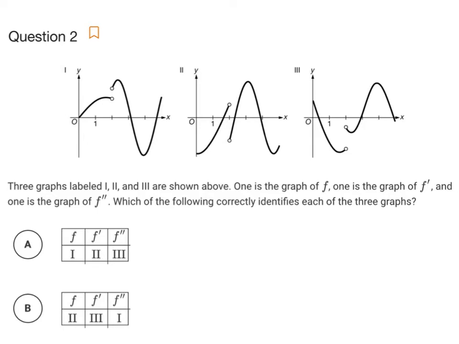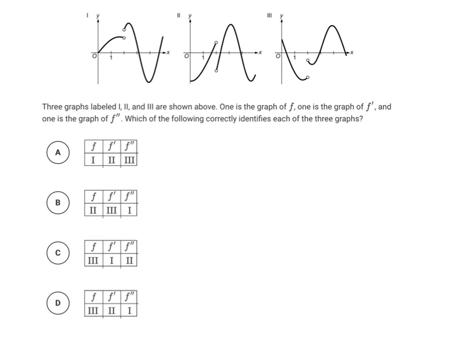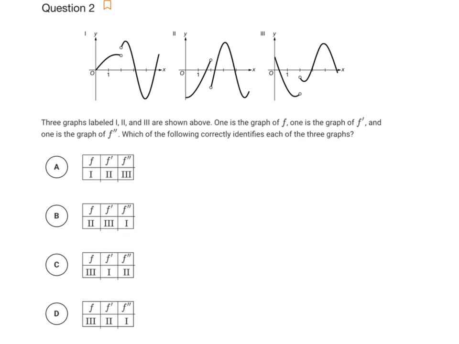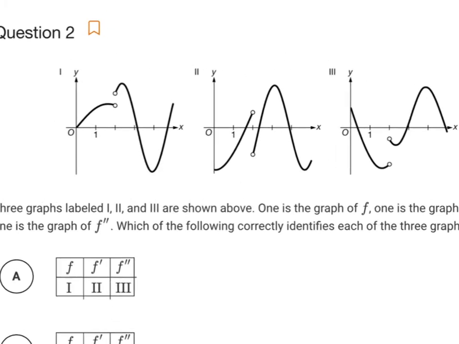All right, and then let's look at the answer choices to help us. Oh, so it's got to be D. D is the only one where 2 is the derivative of 3. So let's see if 1 is the derivative of 2. Let's check it out just to make sure.